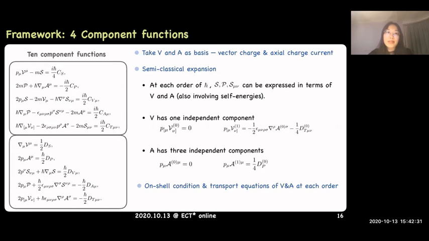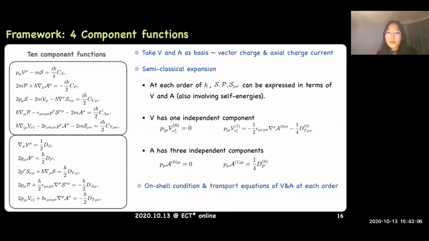There are actually 5 components of the Wigner function, 2 of which are the vector charge current and the axial charge current. They have physical meanings, and all other components can be expressed in terms of the vector charge current and the axial charge current. So we take V and A as the basis and derive the transport equations of the vector and axial charge.